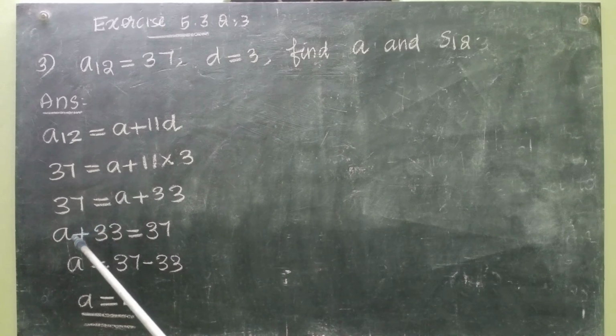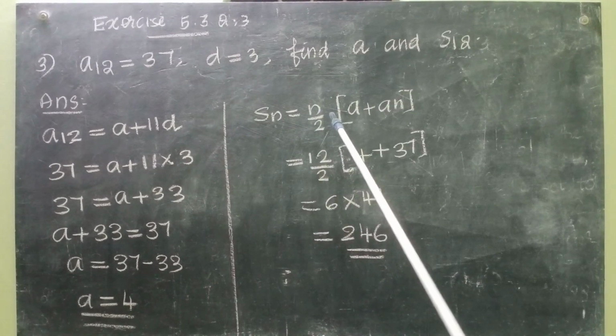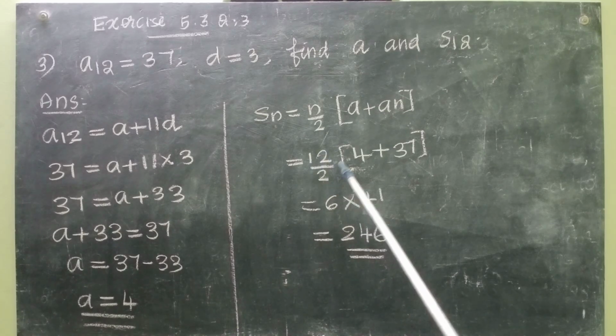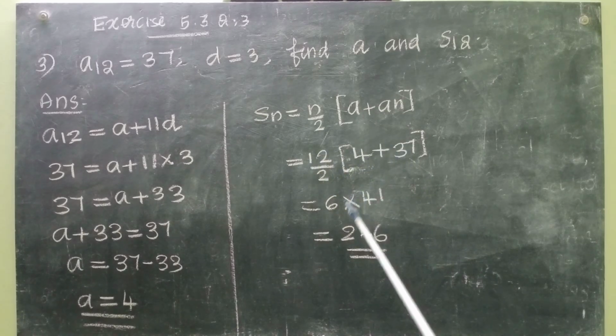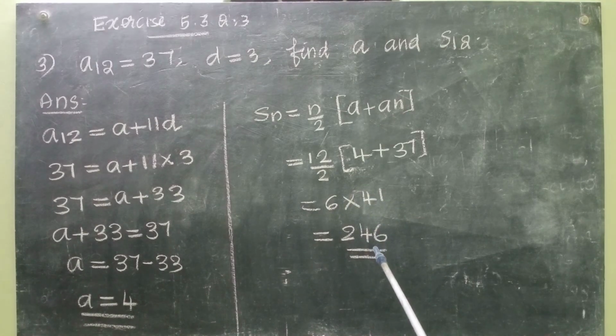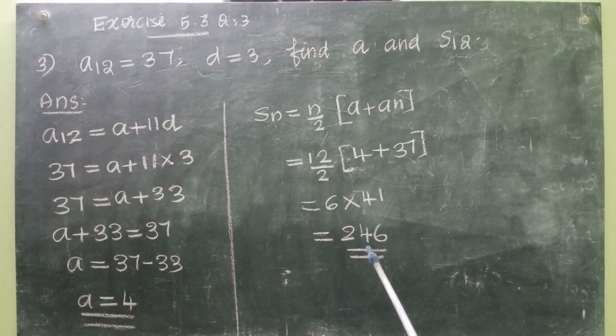Change the sides. We get a + 33 = 37. a = 37 − 33. That is a = 4. Sn = n/2 × (a + an). That is equal to 12/2 × (4 + 37). That is equal to 6 × 41 = 246. Therefore, S12 = 246.